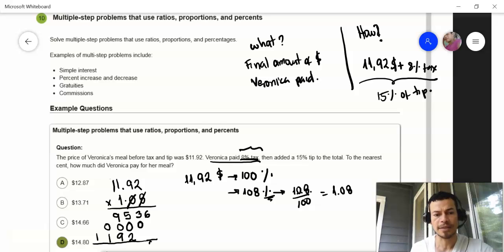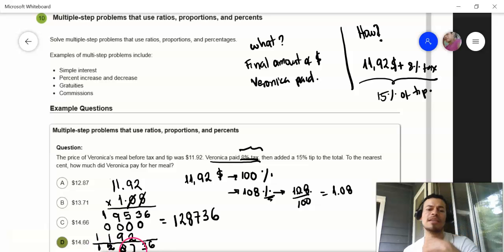So 6, I'm going to have 3, I'm going to have 7, I'm going to have 18, and I'm going to carry over 1 to the next column. I'm going to have 2, and I'm going to have 1. So I'm going to write a number here. So I have 1, 2, 8, 7, 3, 6. That's the number I have.